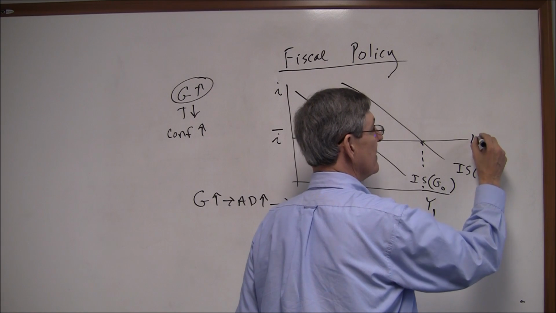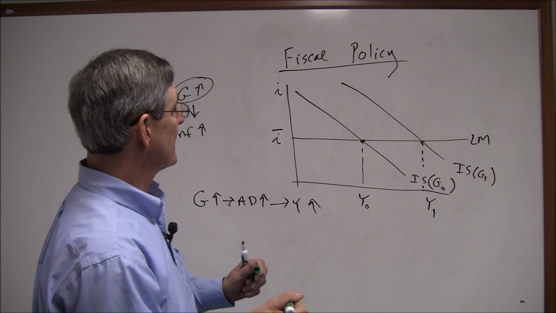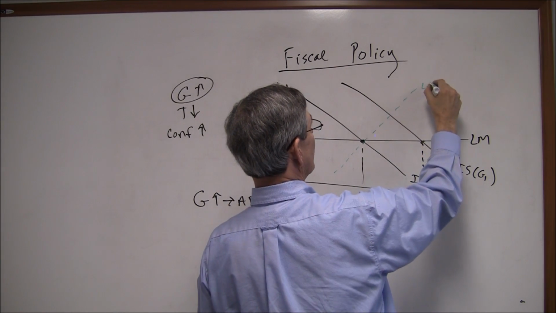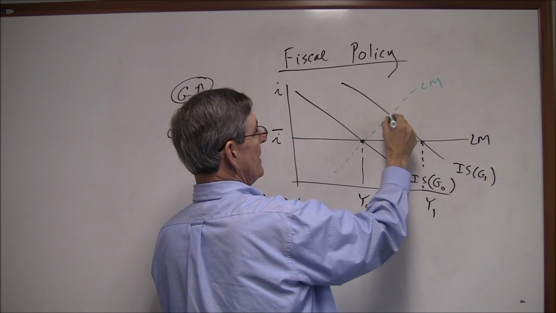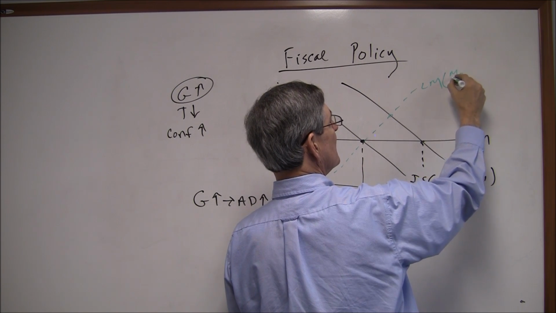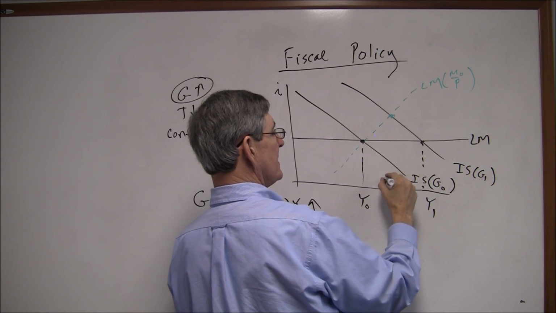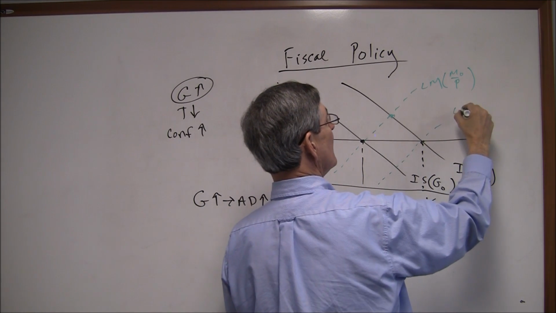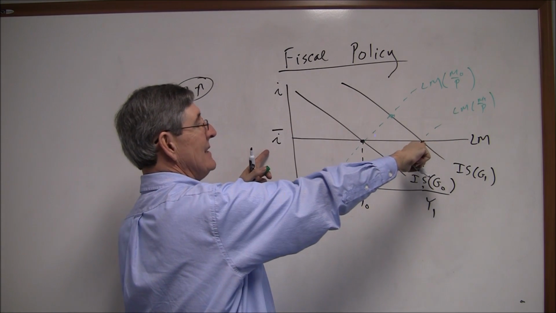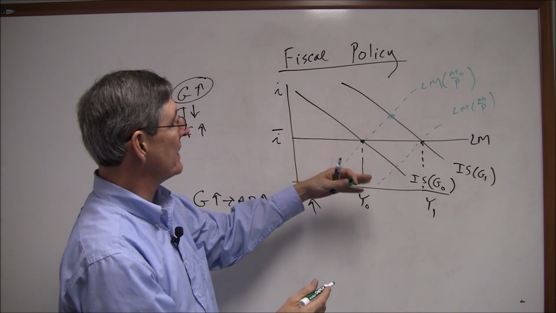I should have put LM here. You probably don't want to write this down, but in the old days, the LM curve would have looked like this. And if the Fed had, and this would be LM of, say, M0 over P, what the Fed then does is increase the money supply to LM of M1 over P in order to maintain their money target.